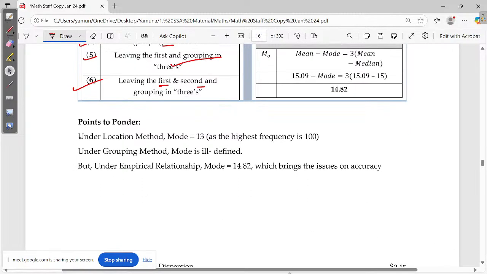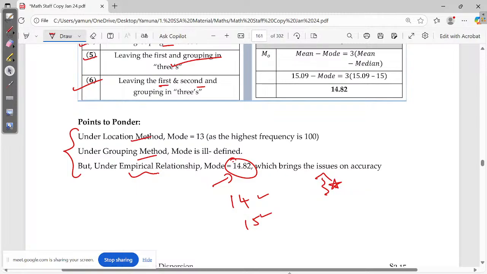Actually, I just wanted to discuss this one. Under location method, under grouping method, but under empirical relationship, mode is 14.82. Actually, this will bring the issue of accuracy. What's the issue of accuracy? When you say mode, the highest number of repetition will be one value, right? If you're getting the value as 14 or 15, it is right. But you're getting the value as 14.82.